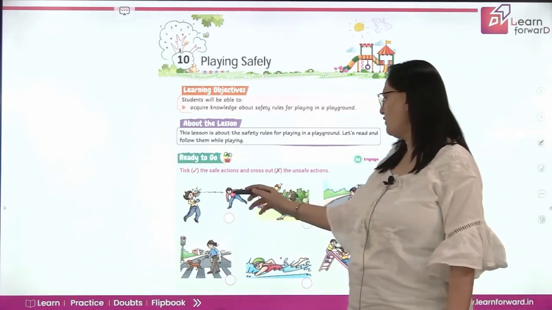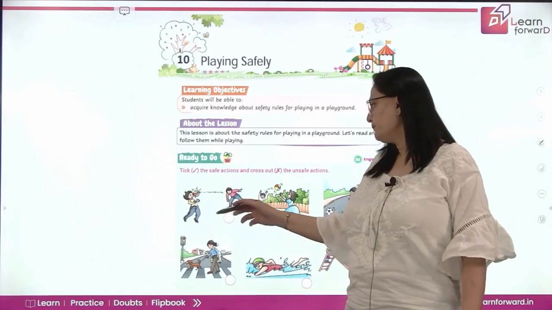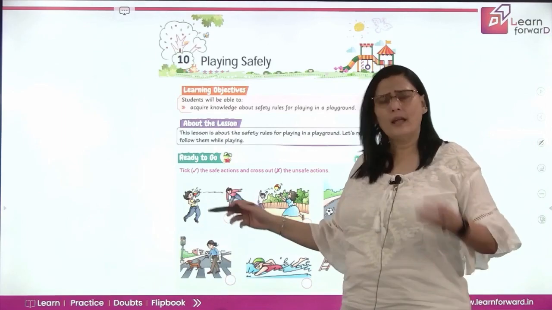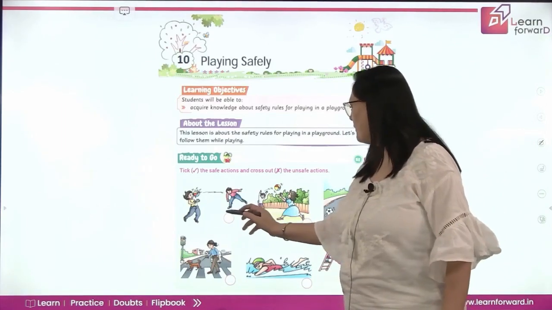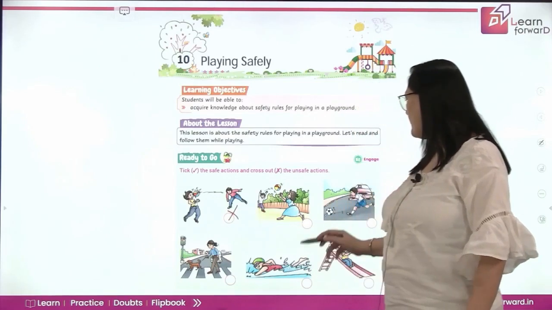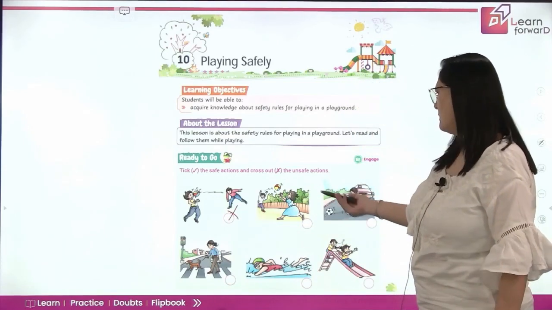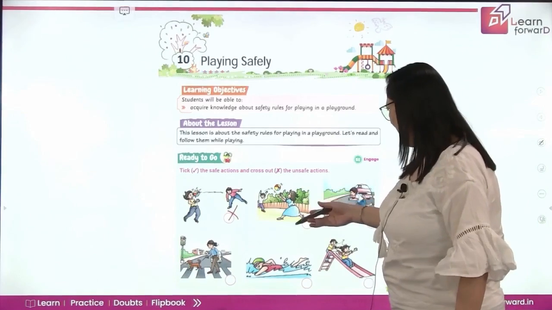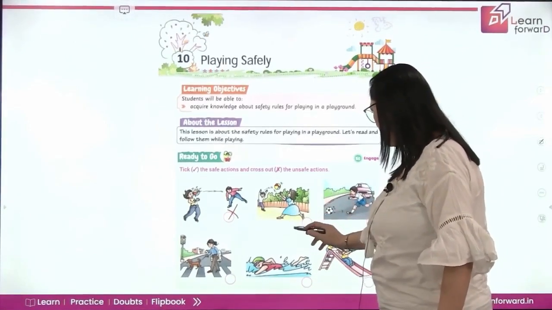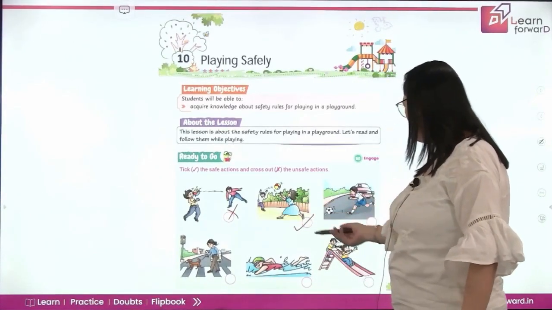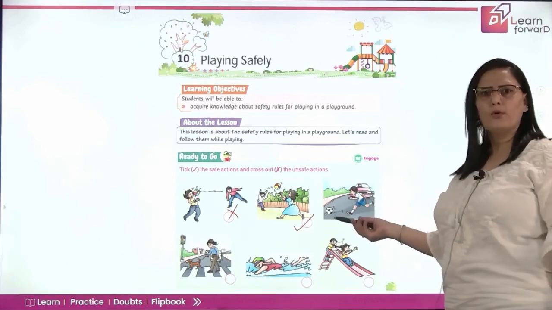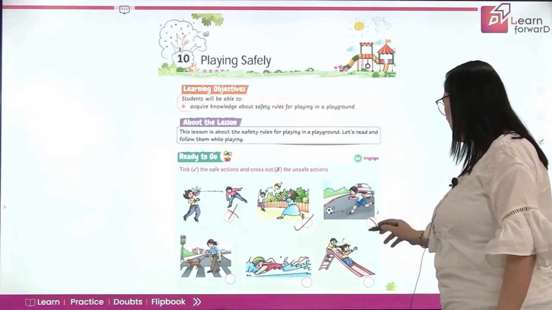So the first picture, they are playing with a ball and it hit on the girl's eye. So this is not safe, this is unsafe. They are playing football, they are playing with the ball, and I think it's safe enough because they're in a park or some garden. Here the boy is playing football on the road, that is really unsafe.